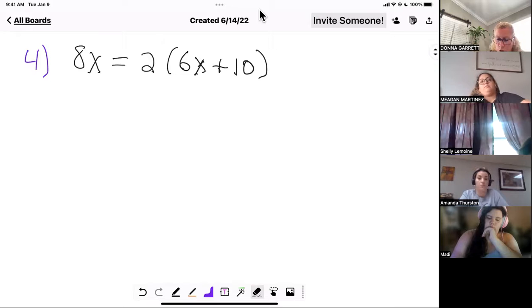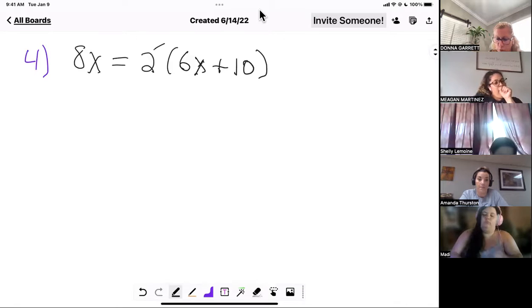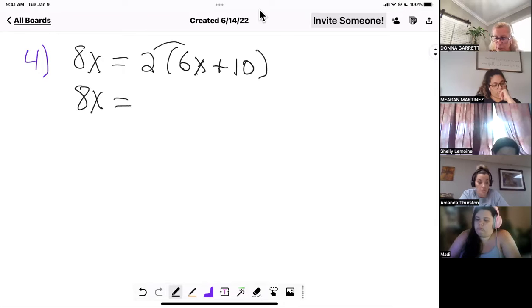So we're going to distribute the 2. 8x is going to stay. That's all there is. I'm going to simplify this side. So 2 times 6 is 12x. And 2 times 10 is 20.